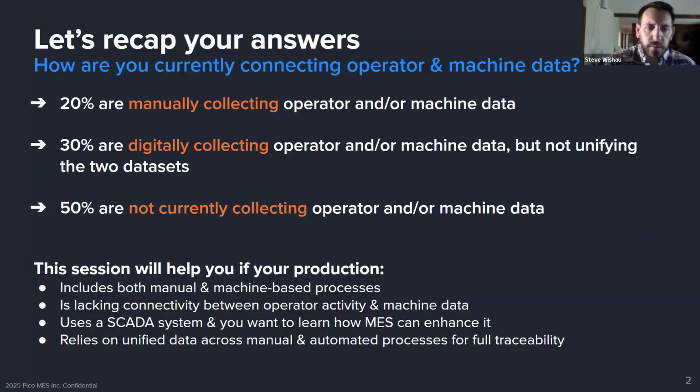We're collecting information for both manual and machine-based processes, and machine can mean a monument machine that is a traditional piece of capital equipment. It can be an automation cell with a robot arm moving things around, or taking measurements, or doing some sort of work in an automated, repeatable way.